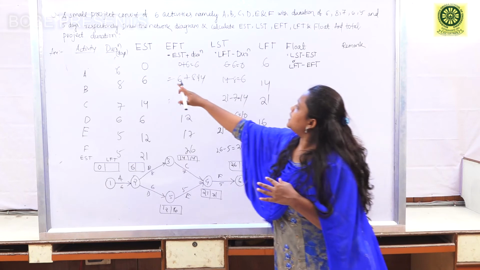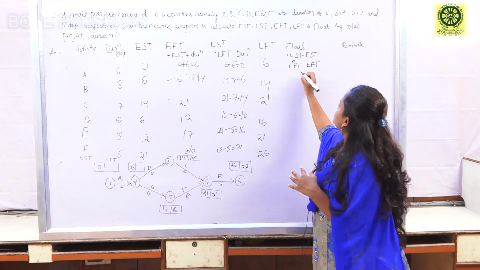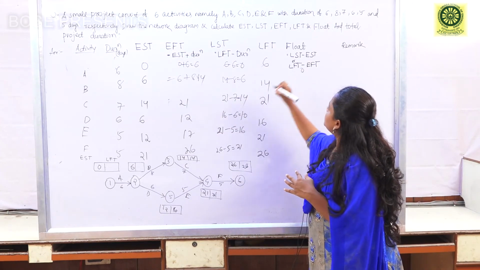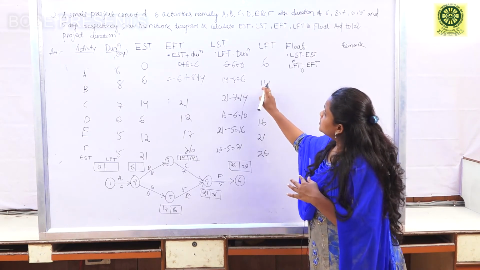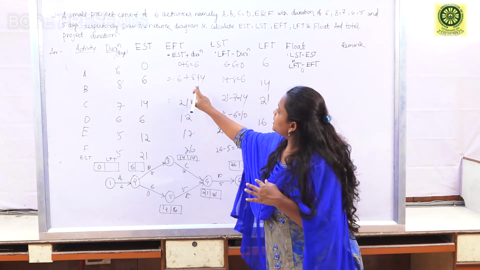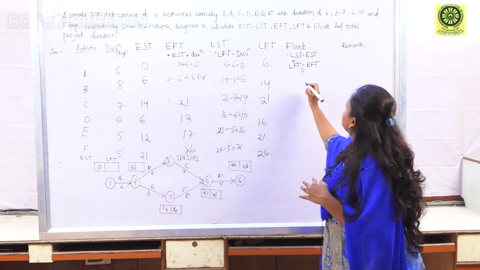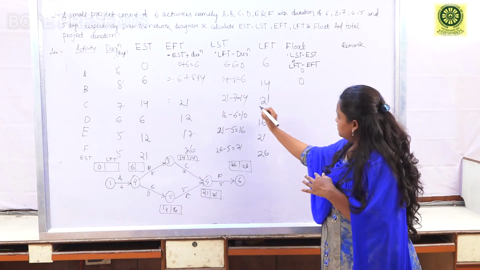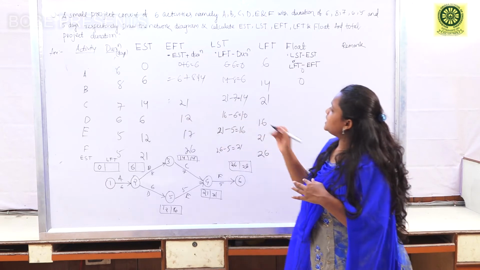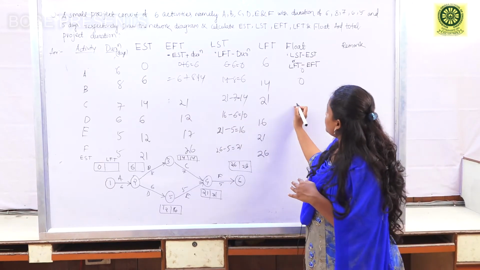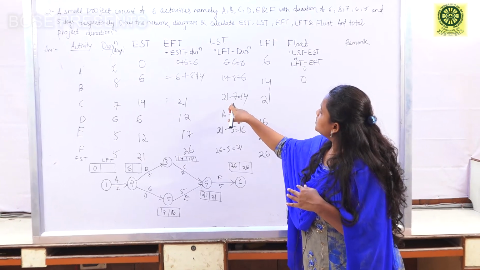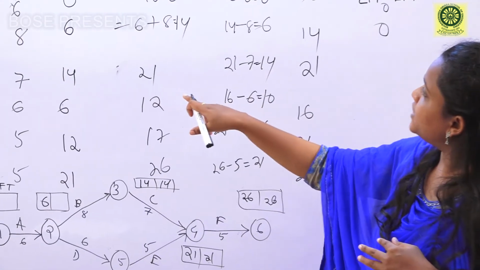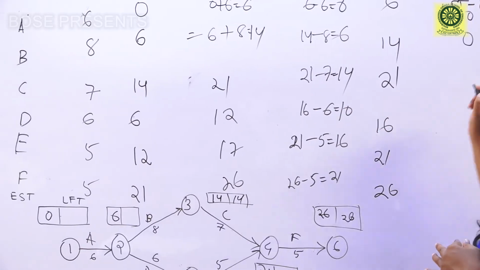EST of activity A is 0, so LST minus EST is 0 minus 0, that is 0. For activity B, 14 minus 14 or 6 minus 6, that is 0. Then for activity C, LST minus EST is 14 minus 14 or 21 minus 21, that is 0.